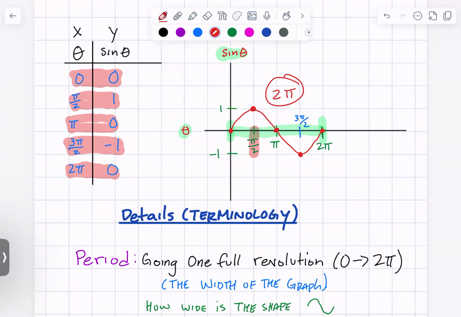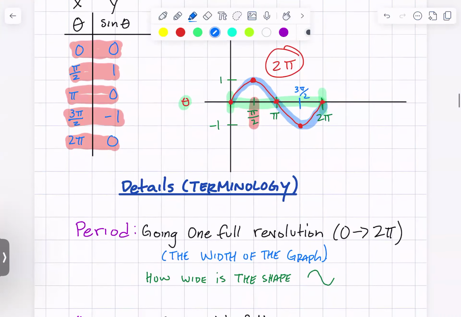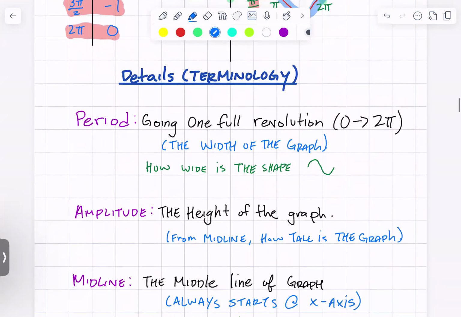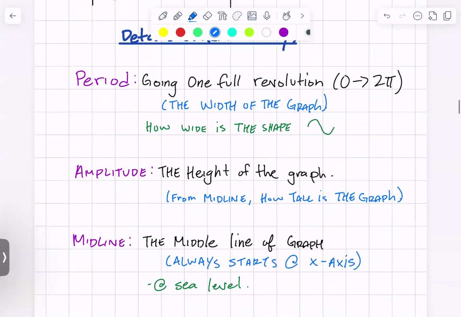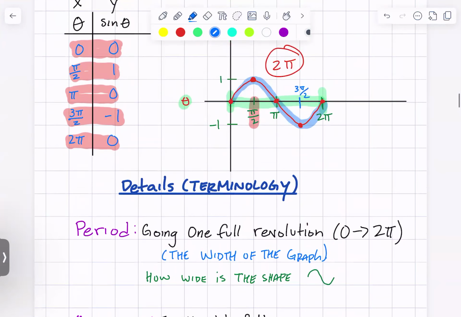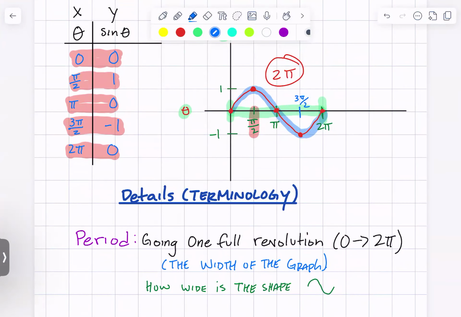How wide, or you can think of it as how wide the shape is. This shape that it created, right? This shape here that it created, that's one sine period. Okay, it goes up, down, and then back to 0. What else you need to know is that amplitude, which is the height of the graph from the midline, how tall is the graph? So here, my amplitude would be 1.